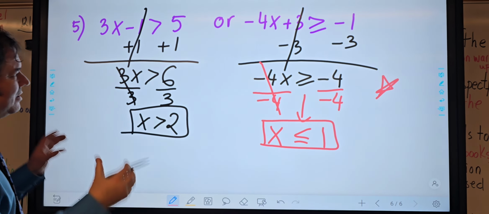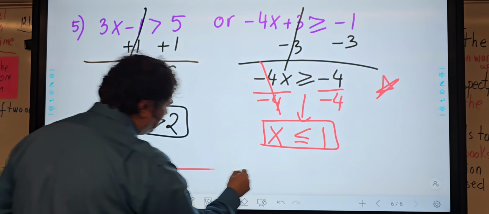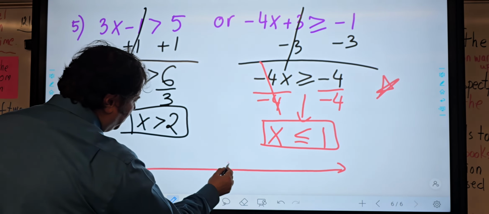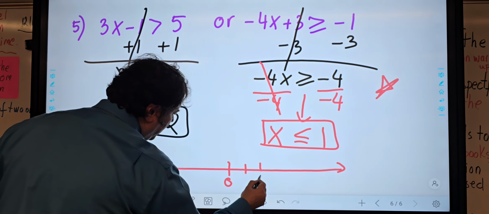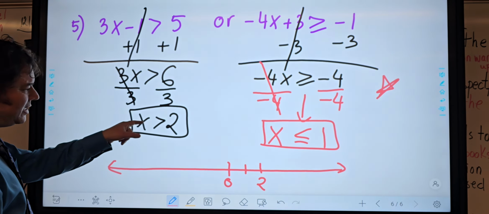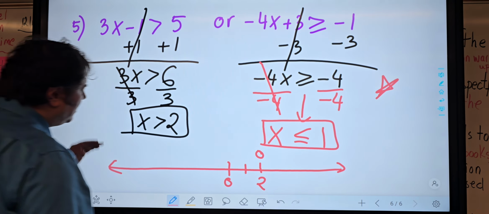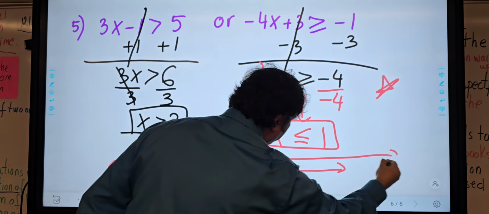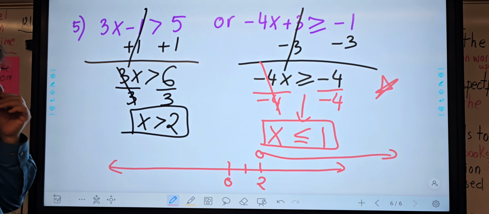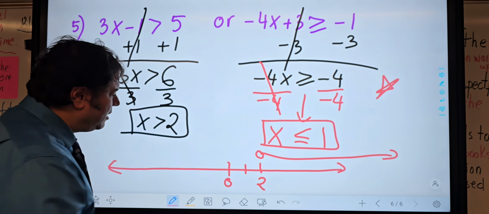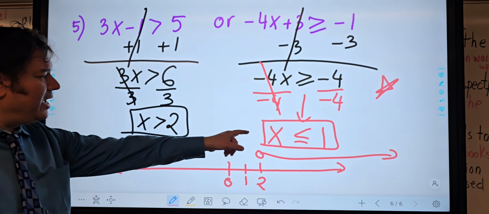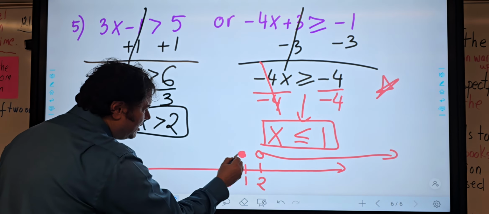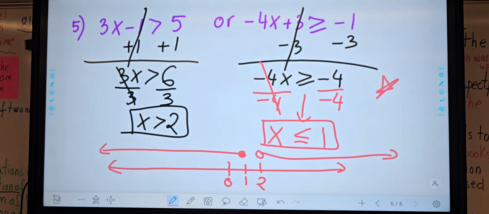Now let's graph both of these on the number line. So on the number line, first of all, we are going to go to 2, right? So if 2 is here, and at 2 we have open dot. So open dot at 2, and follow the arrow that way. Okay? And the second one we have, we go to positive 1 right here. And then we have x is less than or equal to 1. So at 1 we have a closed dot. And going this way. Okay?